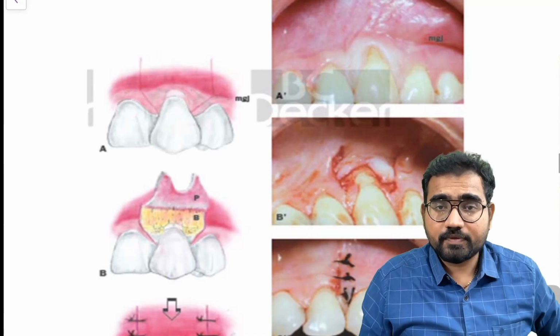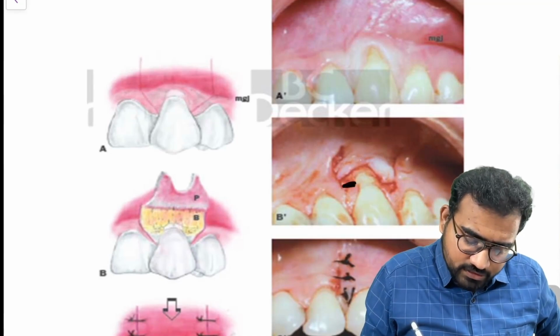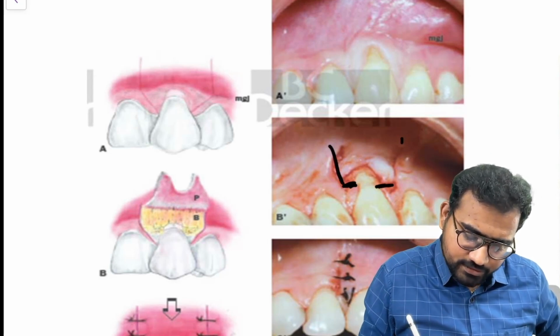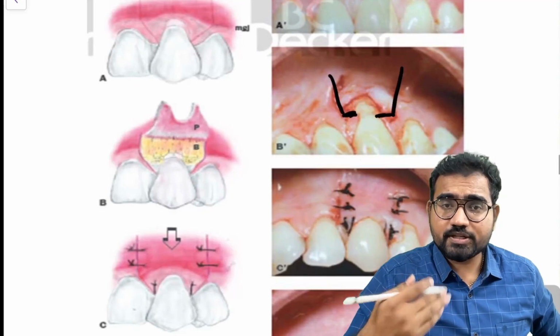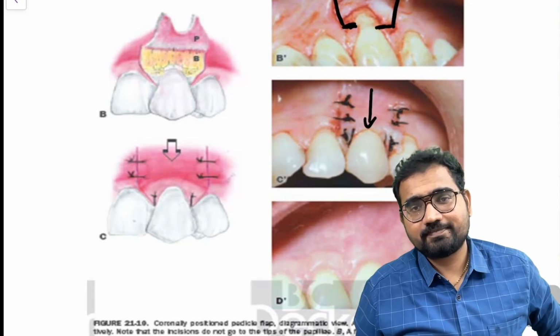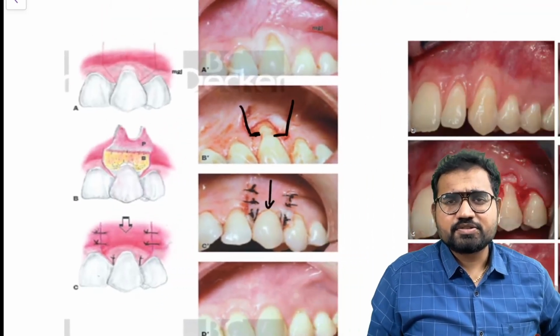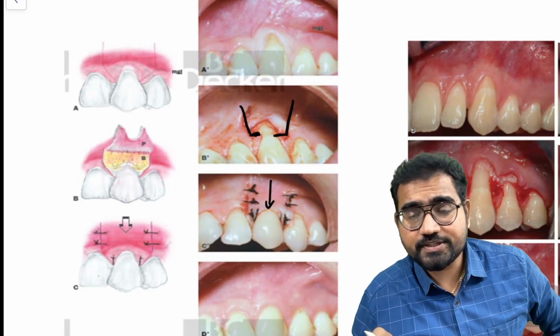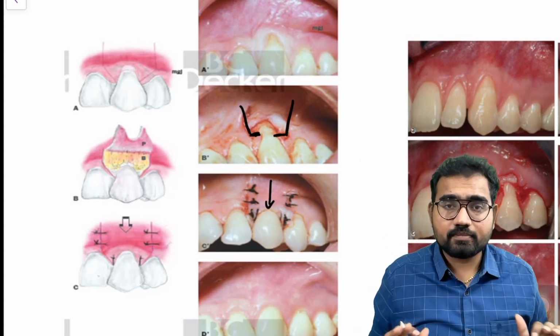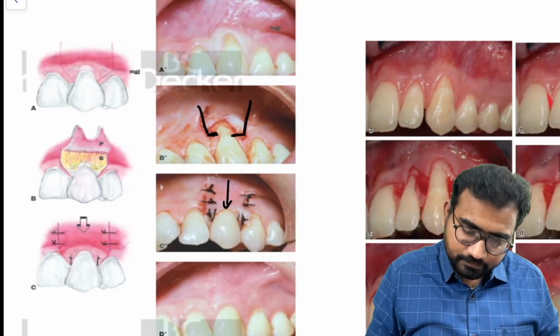Okay, now this is a first modification of a coronally advanced flap. Very simple. Horizontal incisions were given at the level of CJ, and then vertical releasing incisions were given, and a full thickness mucoperiosteal flap was elevated. It is pulled coronally and sutured. Very simple, isn't it? Horizontal incisions at the level of CJ, then I'm raising a full thickness mucoperiosteal flap, and I'm suturing it coronally.